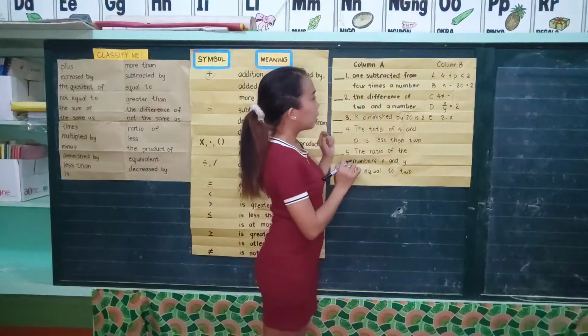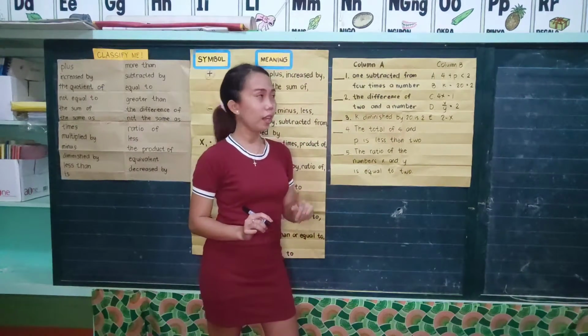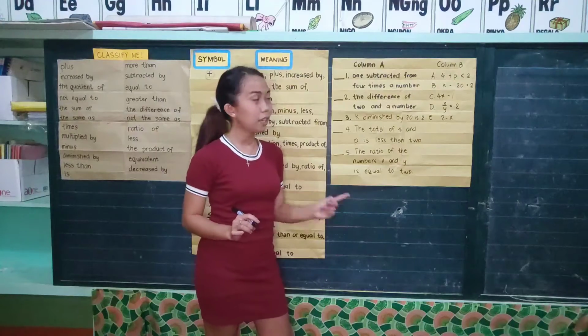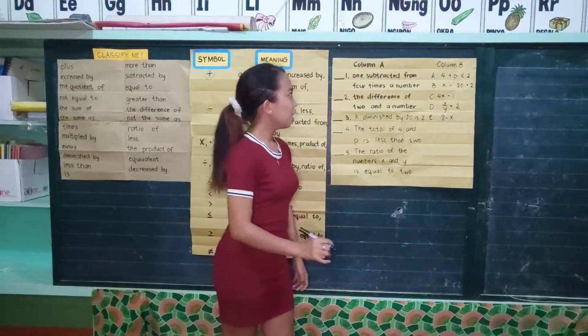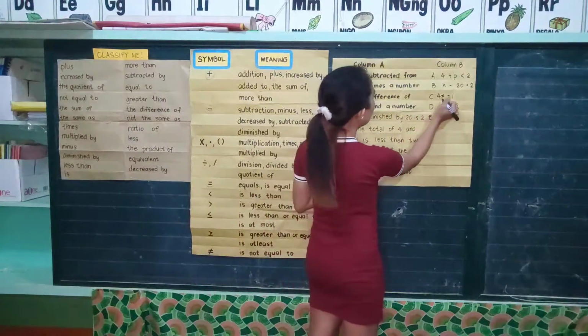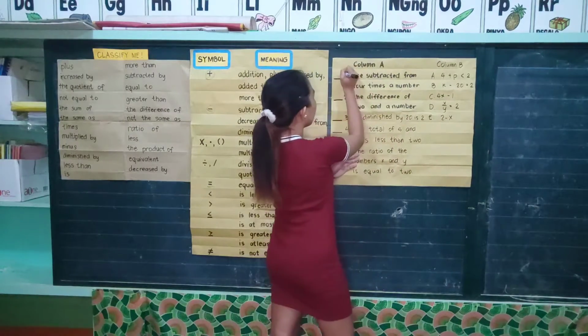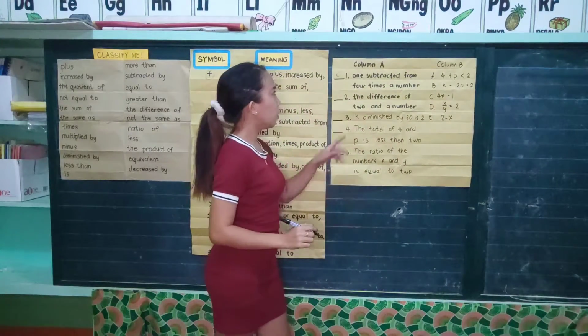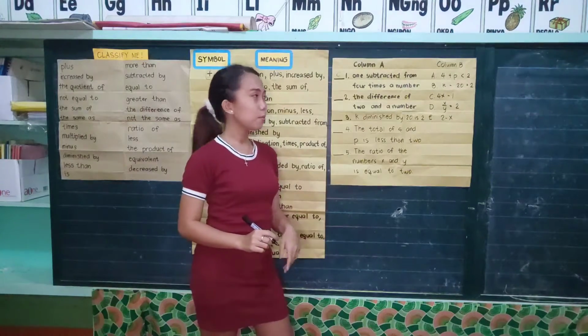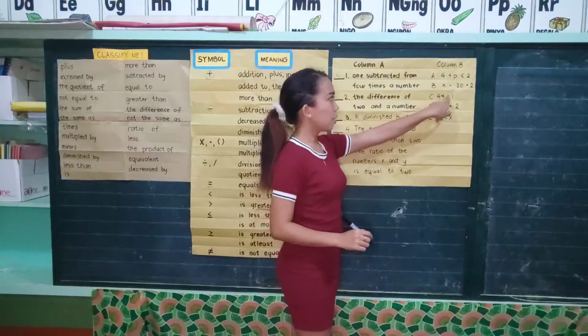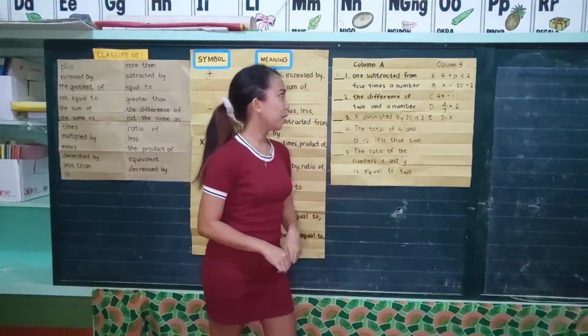So we will write first the number 4. The word that comes after the word from is what we will write first. So 4 times a number. So we have letter A, B, C, D, or E. Yes, so we have letter C. 4x, or 1 subtracted from 4 times a number. So 4x minus 1. Very good.